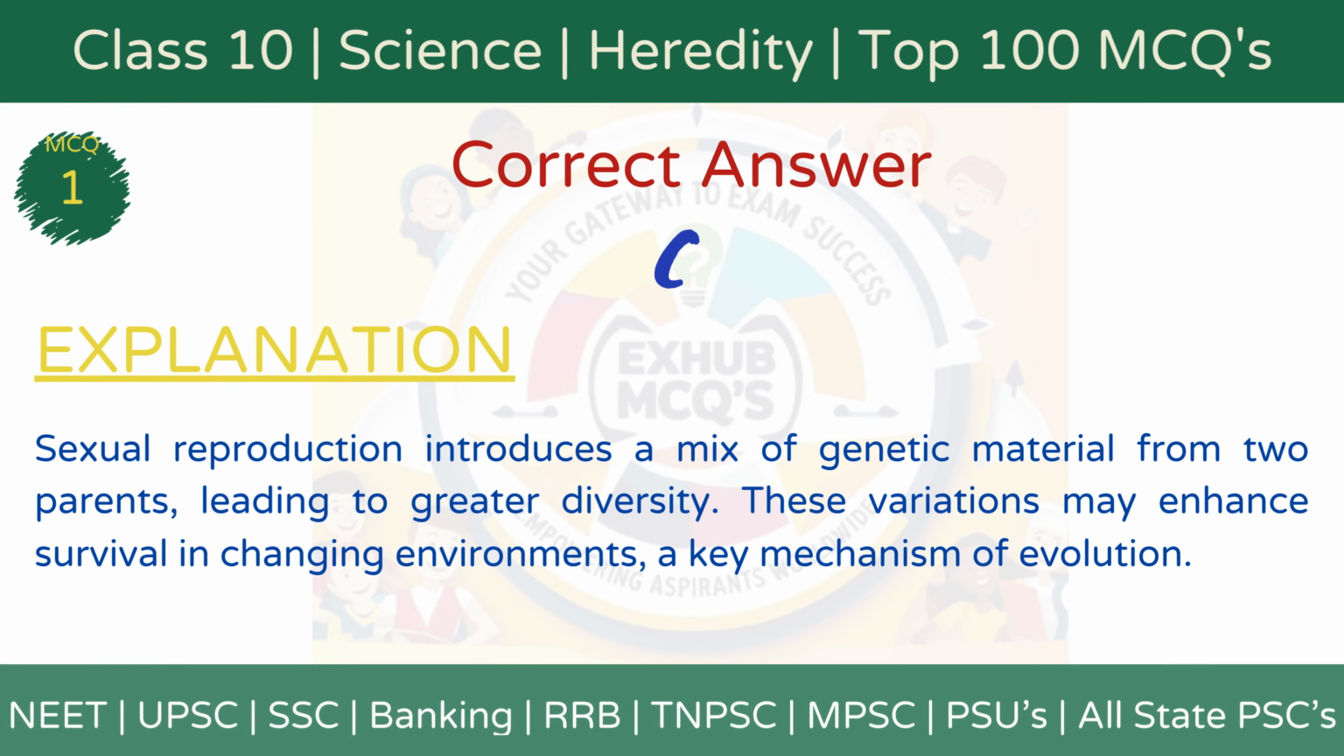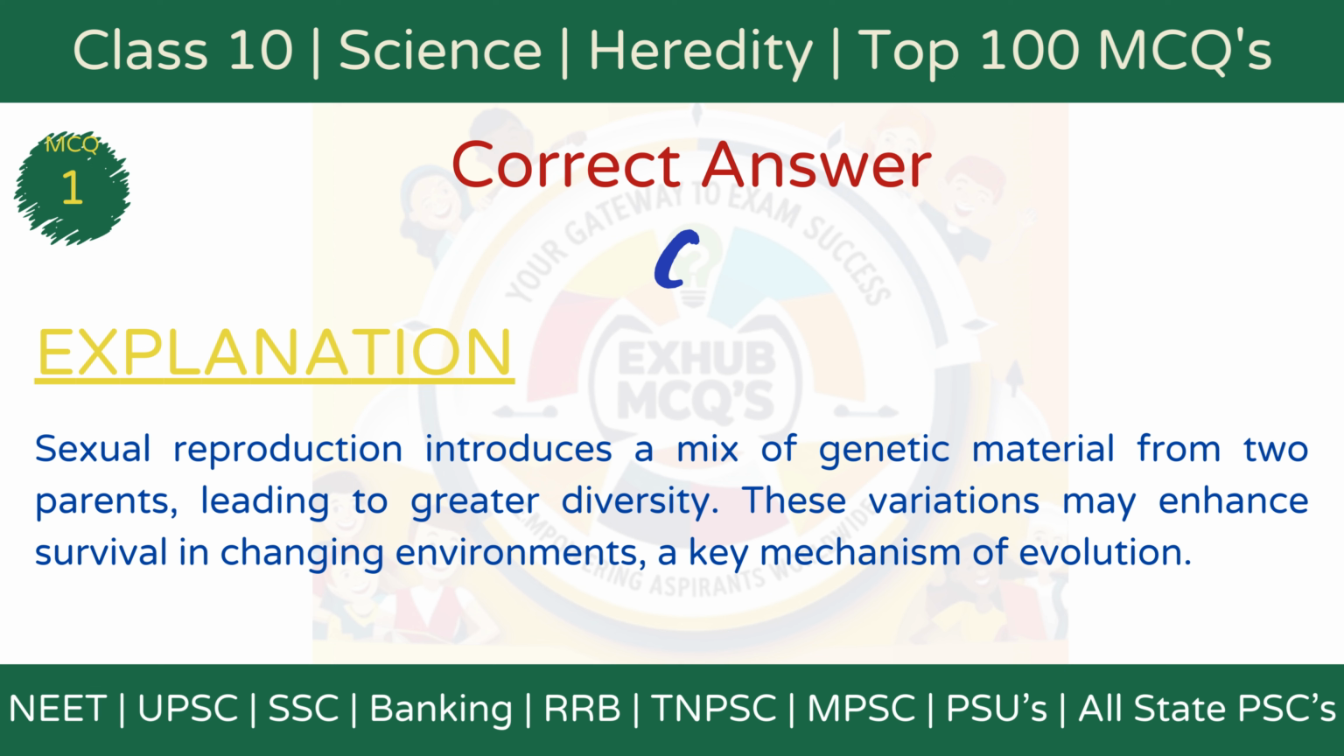The correct answer is option C, sexual reproduction. Explanation: sexual reproduction introduces a mix of genetic material from two parents, leading to greater diversity. These variations may enhance survival in changing environments, forming a key mechanism of evolution.